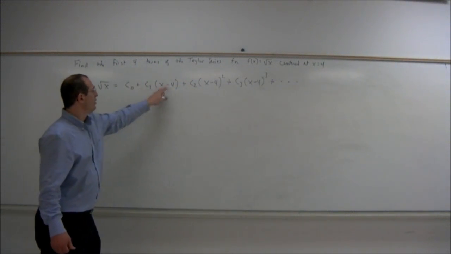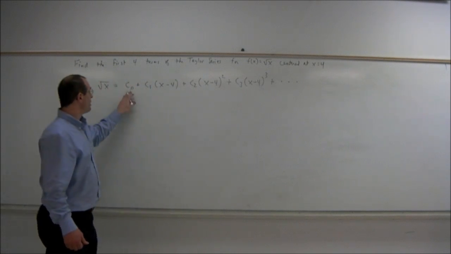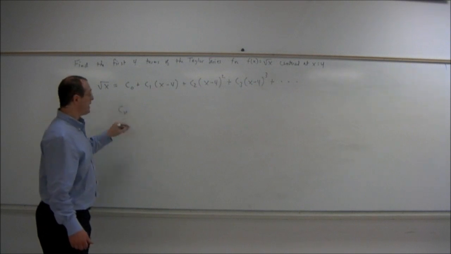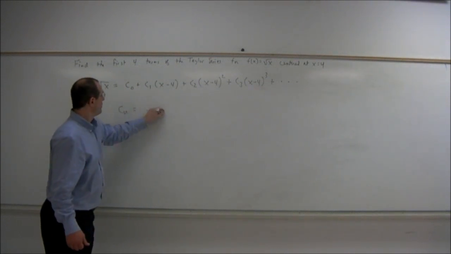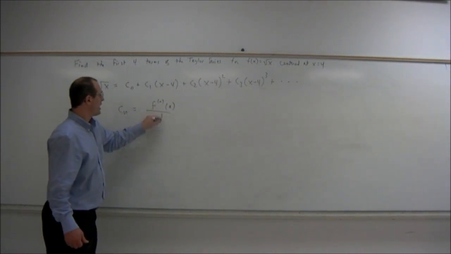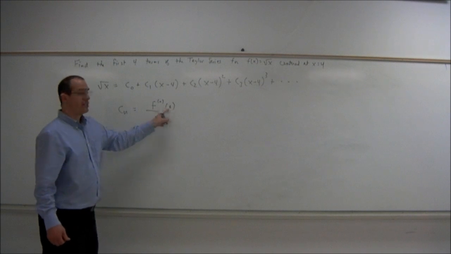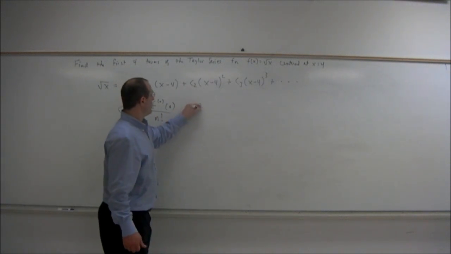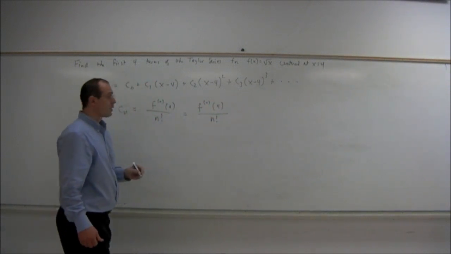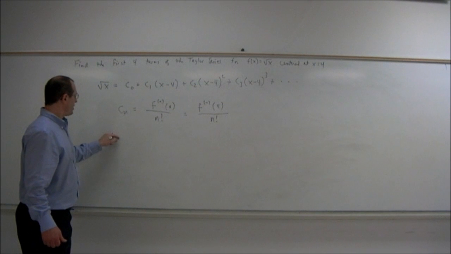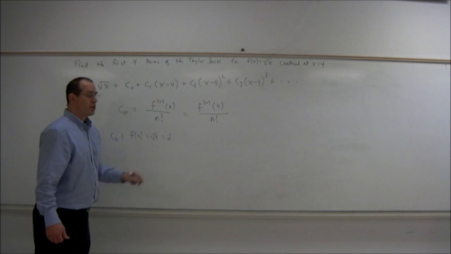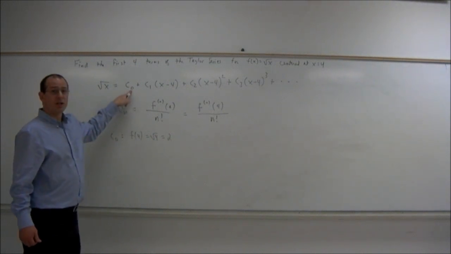So to complete this, we need to figure out the values of the coefficients c0, c1, c2, and c3. To do that, the formula for the nth coefficient is the nth derivative of the function evaluated at the center divided by n factorial. In our case, the center is 4, so this will be the nth derivative at 4 divided by n factorial. So more specifically, c0 will simply be f of 4, which is the square root of 4, which is 2. So c0 will equal 2.